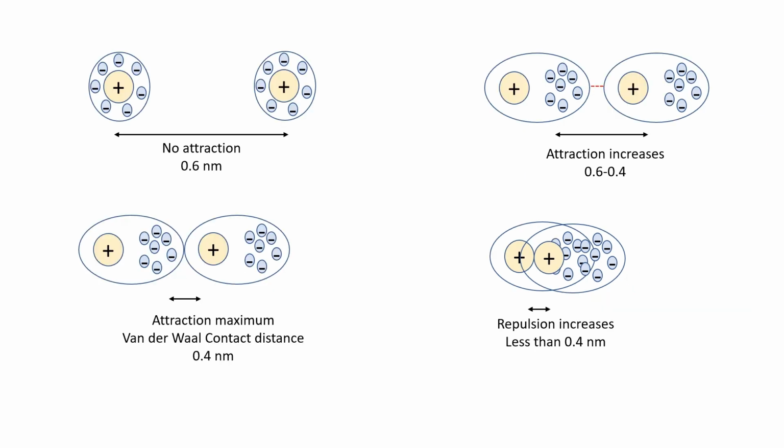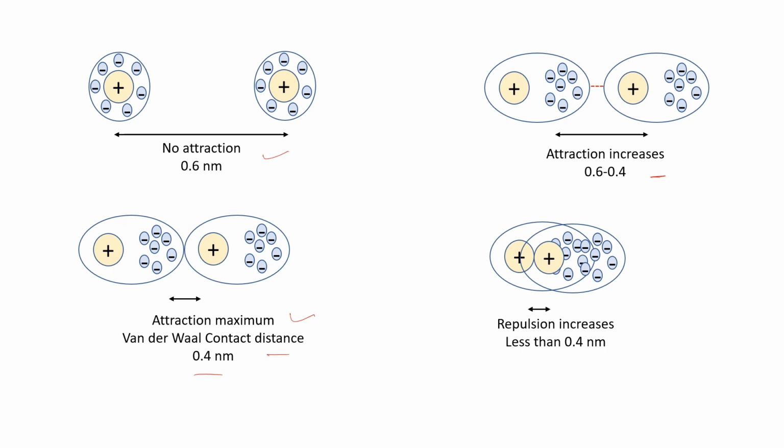Here you can see when the two atoms are very far from each other, there is no interaction among them. As soon as they start coming close, the interaction or the attraction increases. The distance at which they will be in their maximum attraction, that distance is known as van der Waal contact distance, which is 0.4 nm. At this distance, the van der Waal interaction will be the strongest.